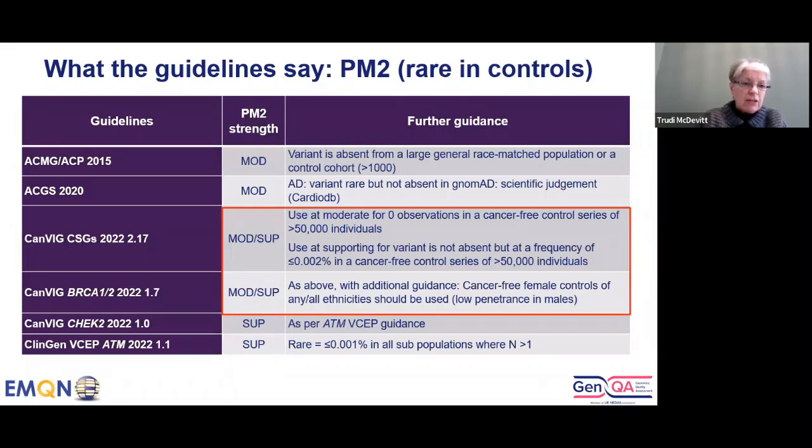The gene-specific guidelines for BRCA1 and 2 give extra guidance on this. Again, you can use PM2 at moderate or supporting, but the gnomAD data should be from cancer-free female controls due to the low penetrance in males. For CHEK2 and ATM, PM2 is only allowed to be used at a supporting level because of the common phenotype that's associated with these genes. So next slide, please.